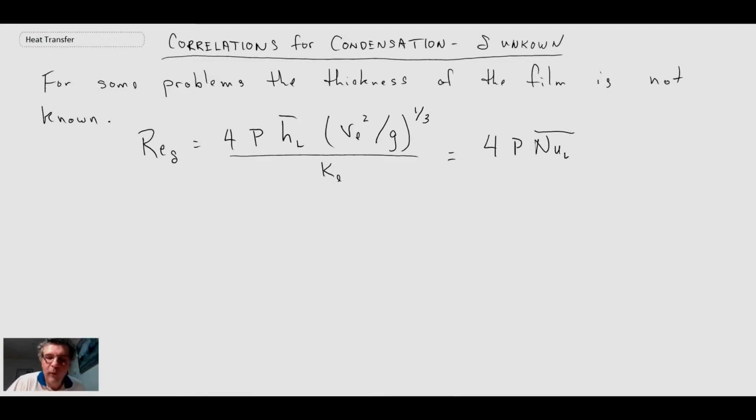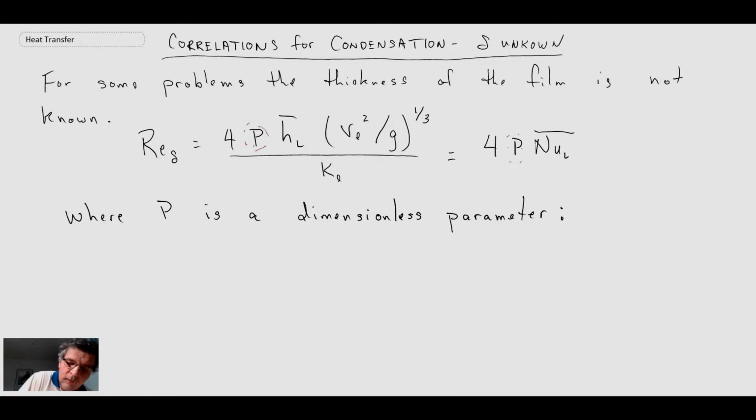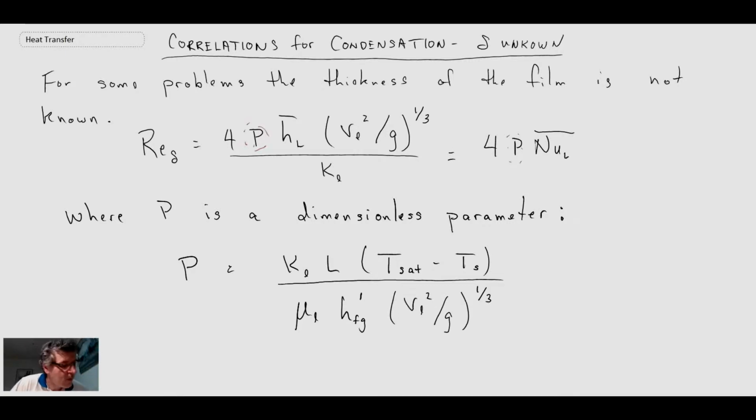And so what we have here is a different definition for the Reynolds number. You'll notice there's this capital P in here. I haven't talked about that yet, but that is a dimensionless parameter, and it is defined in the following manner. Within this is the thermal conductivity of the liquid, and this is our length scale.